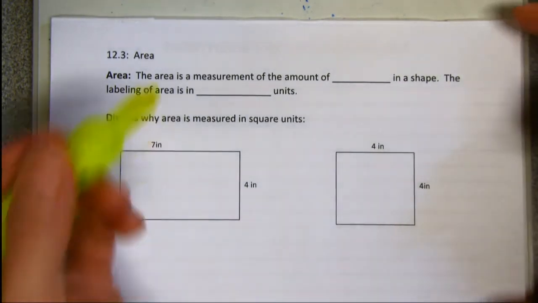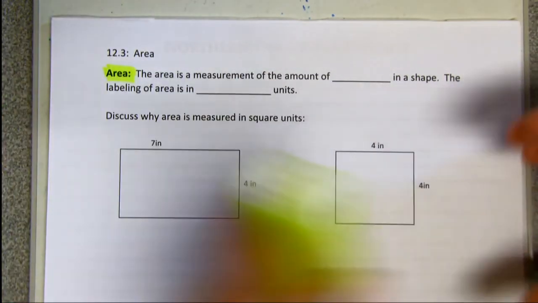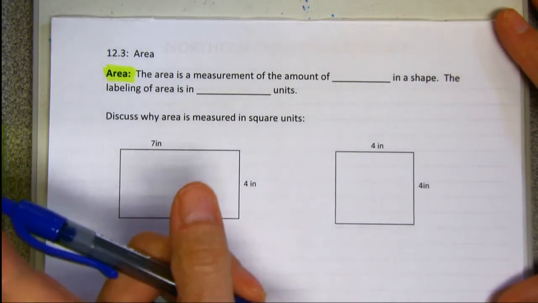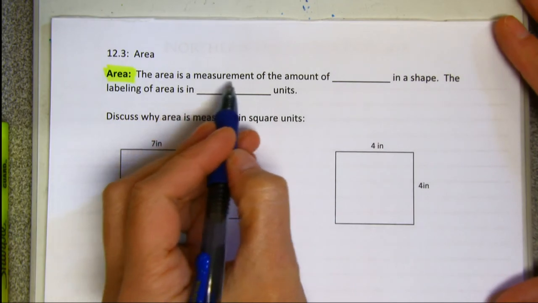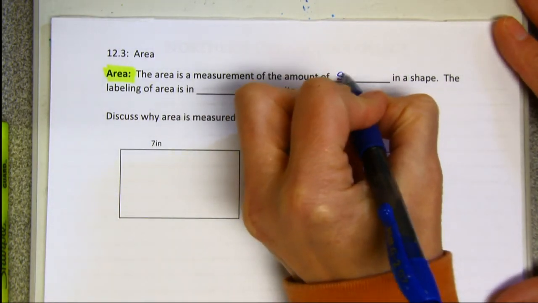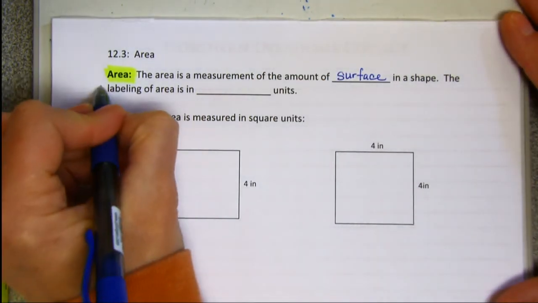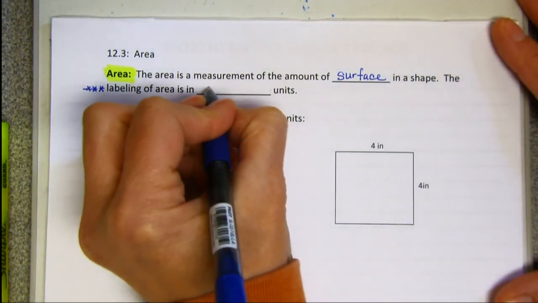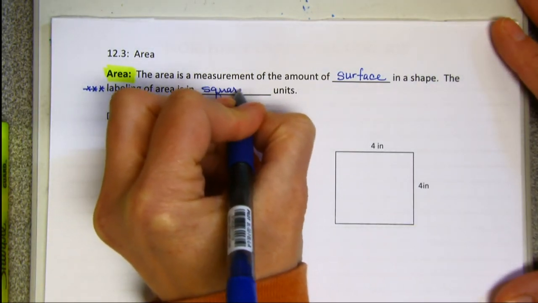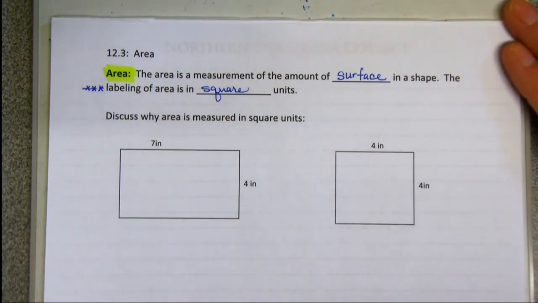So we want to look specifically at what area is and how it differs from perimeter. Perimeter was the distance around. The area is the measurement of the amount of surface in a shape. And the key is the labeling. This is what you have to be careful of. So many of my students incorrectly label. These are in square units, and I'll explain why they're called square units when we start looking at area.